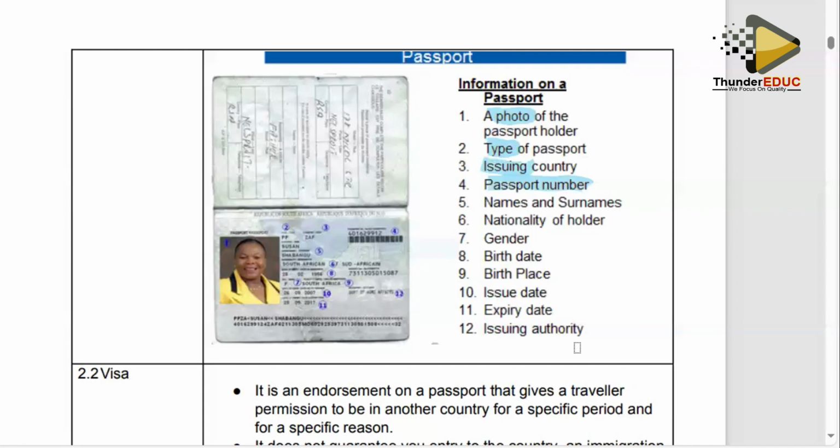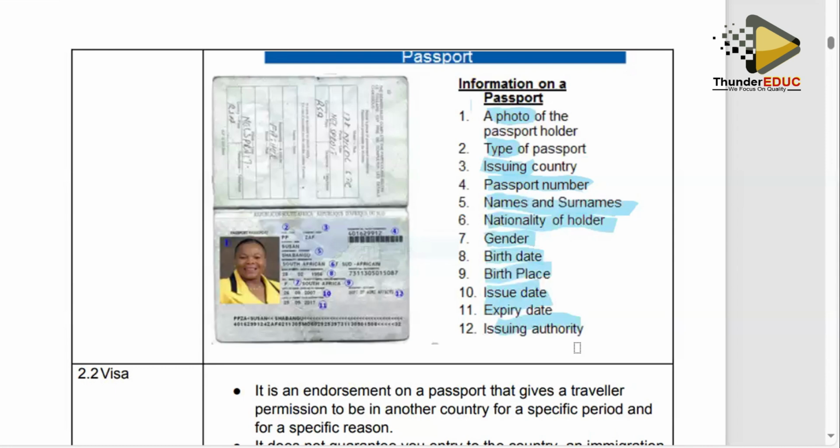Then also we have the names and the surnames. Then we also have the nationality of the holder. Which nationality does the holder belong to? Then we also have the gender, the birth date, and also the birthplace, the issue date, the expiry date, and also the issuing authority. These different features also appear here.